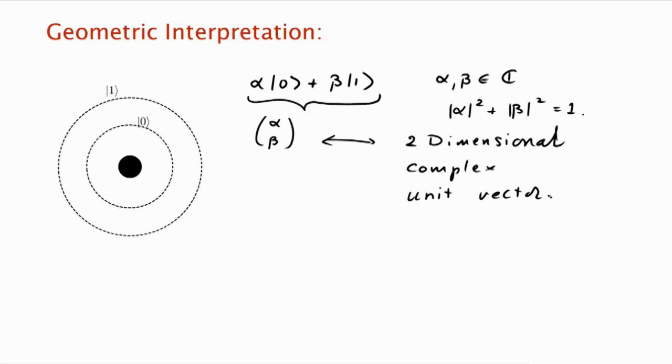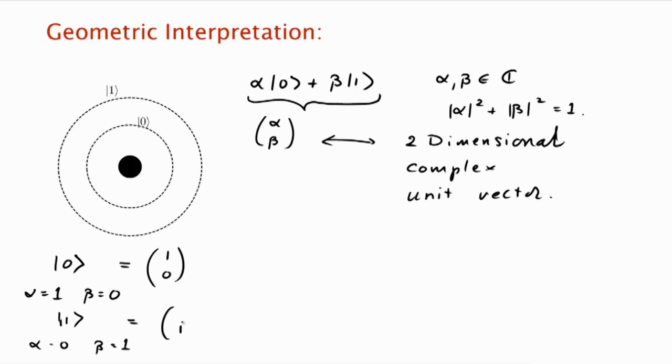What about the state 0? What does it correspond to? Well, in this case, alpha equals 1 and beta equals 0. So this is the same thing as the vector (1, 0). What about the state 1, the excited state? Well, in this case, alpha equals 0 and beta equals 1. So this is the same thing as (0, 1).